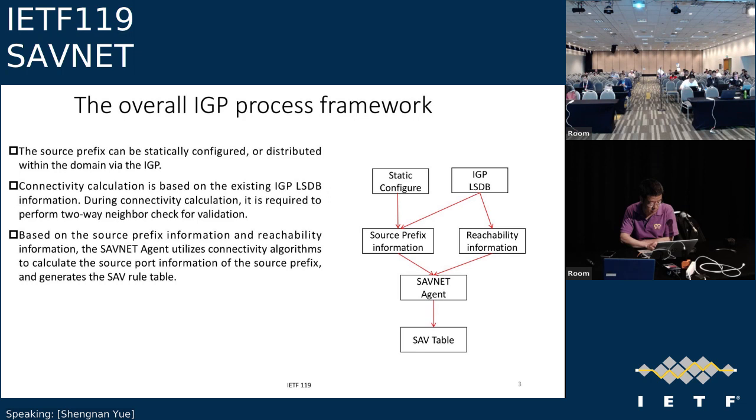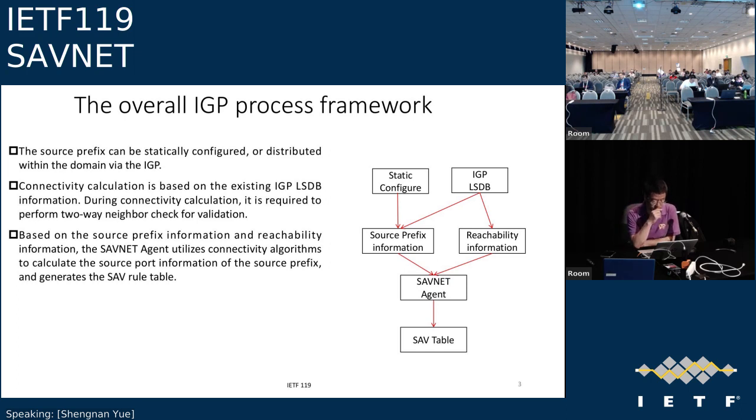The IGP process framework is shown in the figure. The source prefix can be statically configured or distributed within the domain via IGP, and the IGP LSDB will contain the source prefix information and the reachability information.